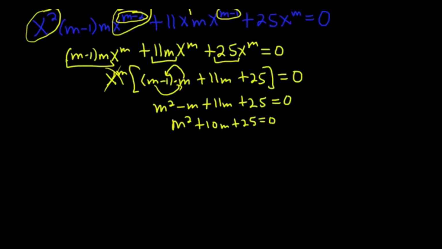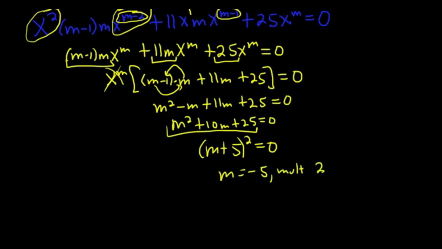This actually factors nicely. This is m plus 5, m plus 5. It's actually m plus 5 quantity squared equals 0. It's a perfect square trinomial. So we get m equals negative 5, and the multiplicity is 2. So we have a repeated real root.